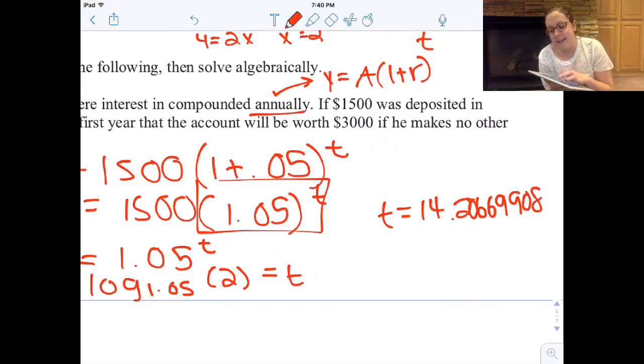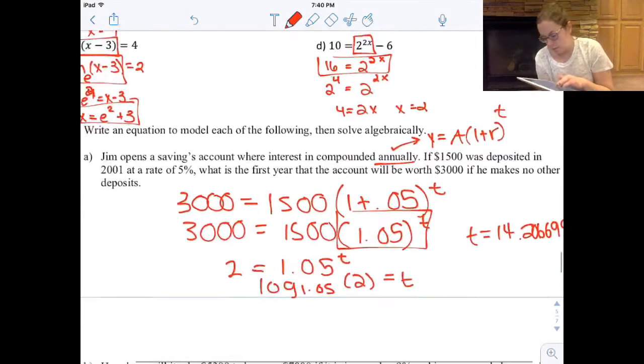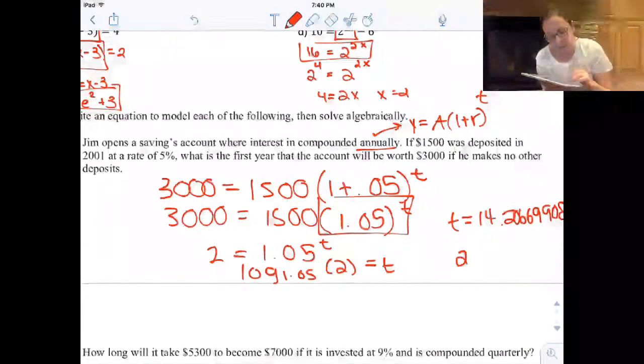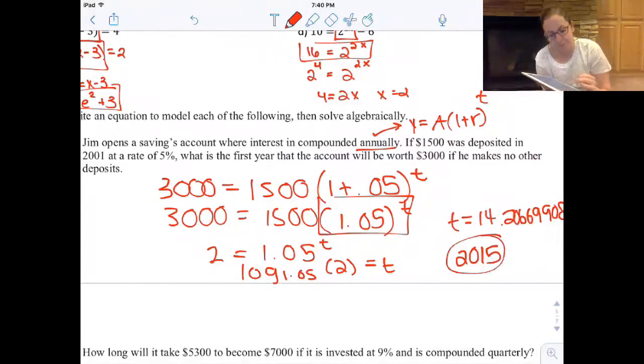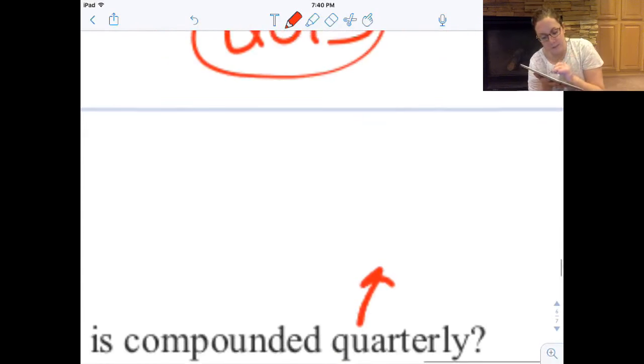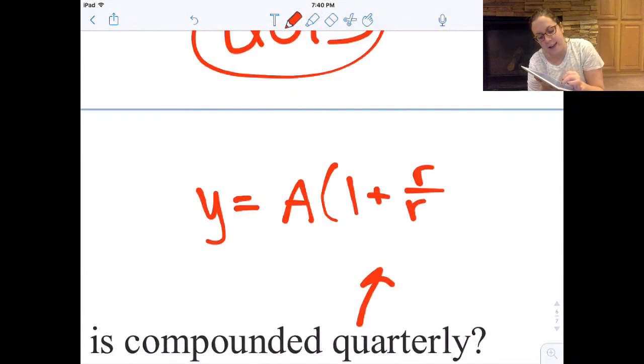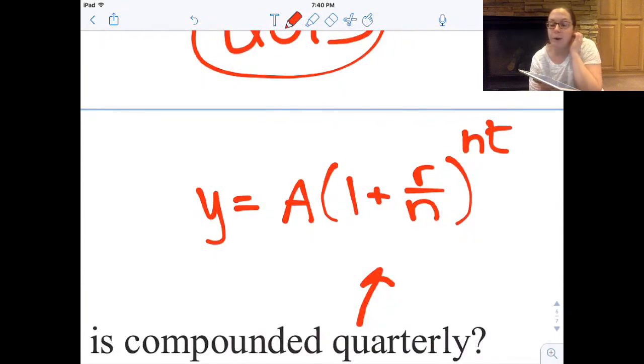All right, this next one. How long will it take $5,300 to become $7,000 if it's invested at 9% and is compounded quarterly? So quarterly should make you think of this formula: y equals A(1 + r/n)^(nt), where n is the number of times per year. So it's going to be 7,000 equals 5,300 times (1 + 0.09/4)^(4t). And then we're going to start solving from there.